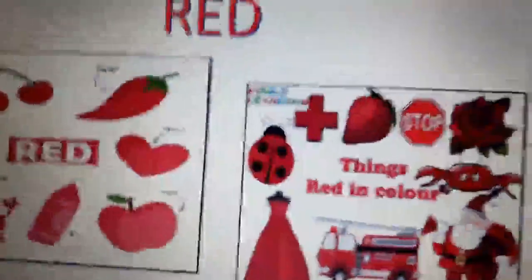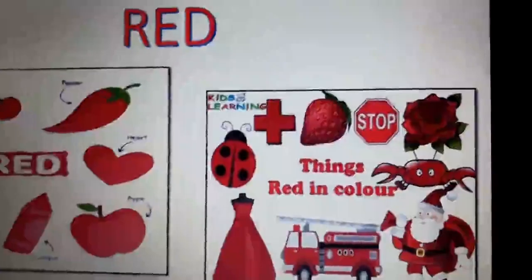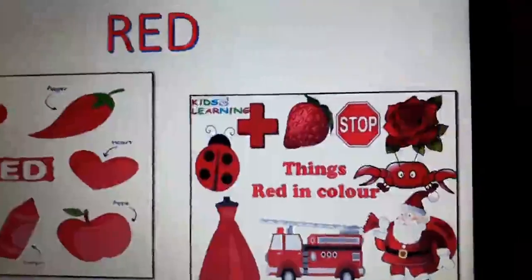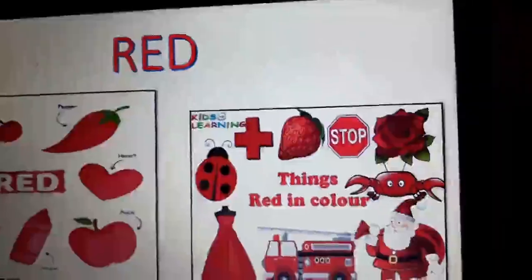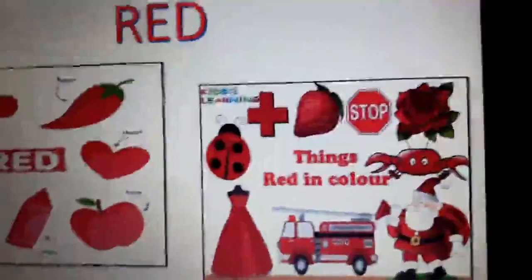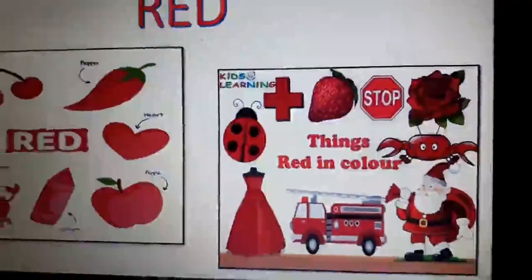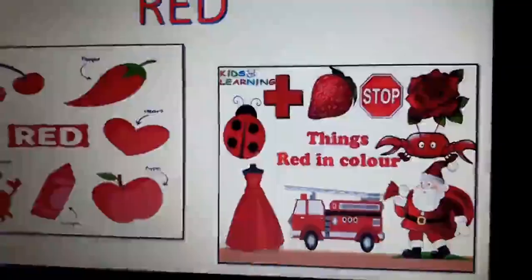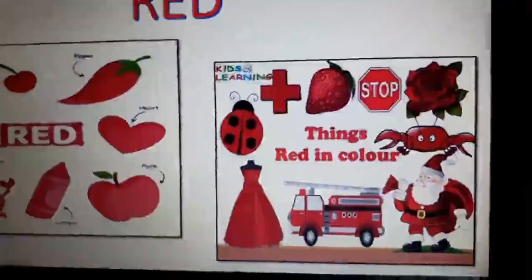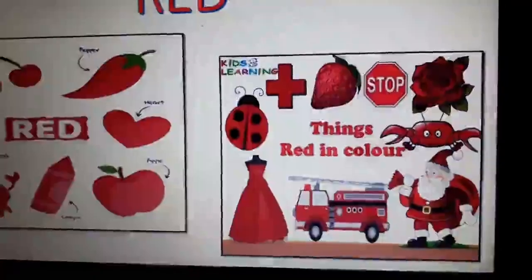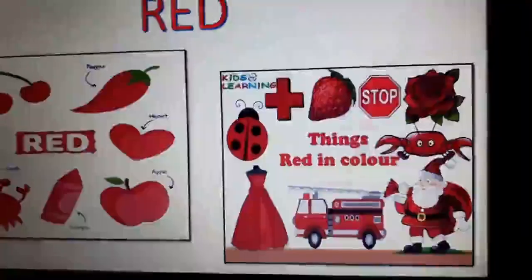Then we have plus cross sign. So this cross sign you will generally find in hospitals or on medical kits. Then strawberry, stop. अब जहाँ पे भी आप रोड पे या कहीं पर ये वाला साइन बोर्ड देखेंगे, that means you cannot go there and you should not go there. Okay? Stop. Now, a very beautiful flower, rose. A flower which is full of such a pleasant fragrance. Isn't it? That is also red in color.